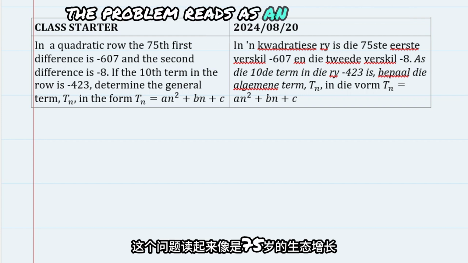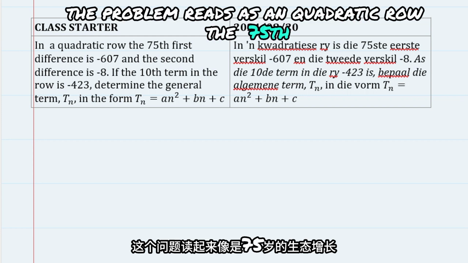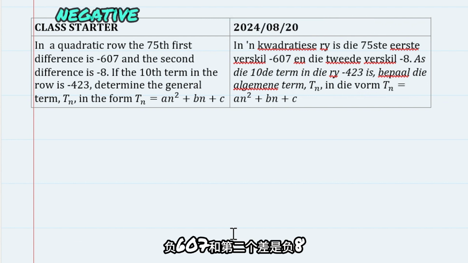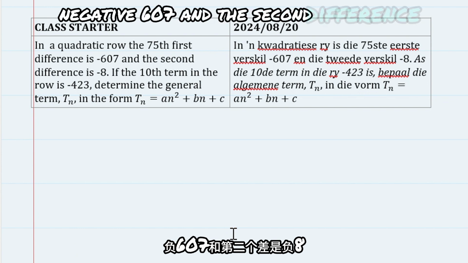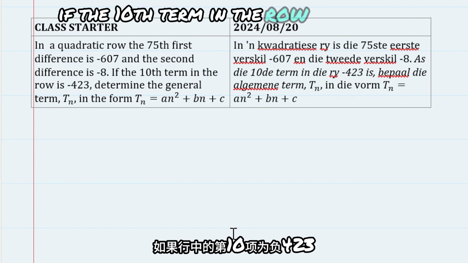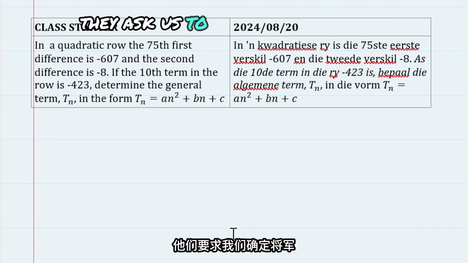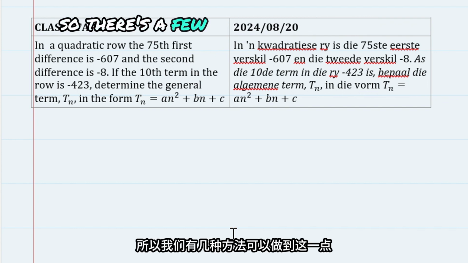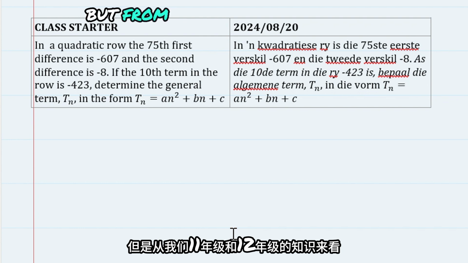The problem reads: in a quadratic row, the 75th first difference is negative 607, and the second difference is negative 8. If the 10th term in the row is negative 423, they ask us to determine the general term in terms of Tn.